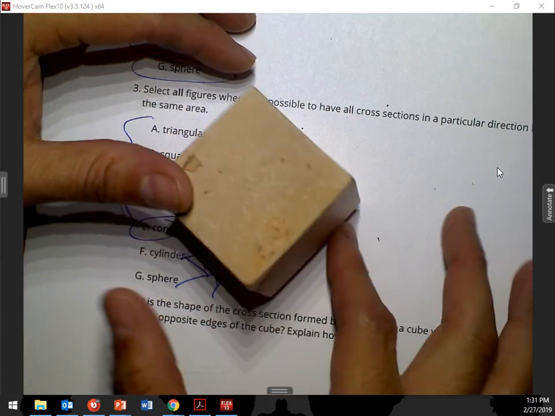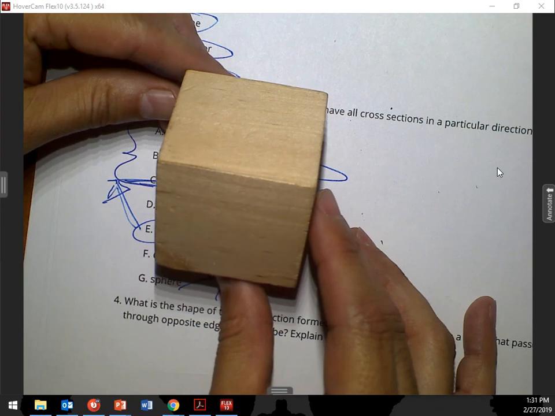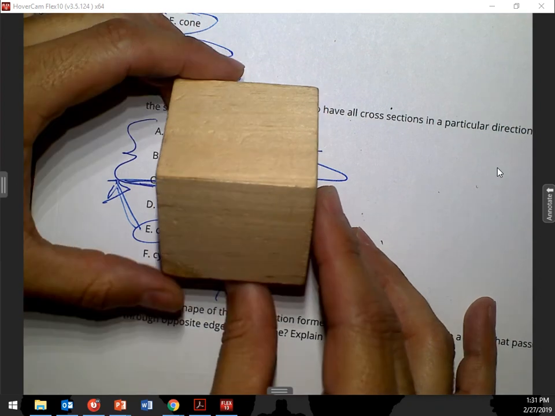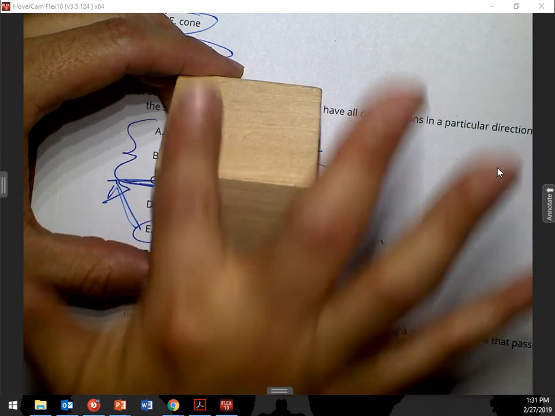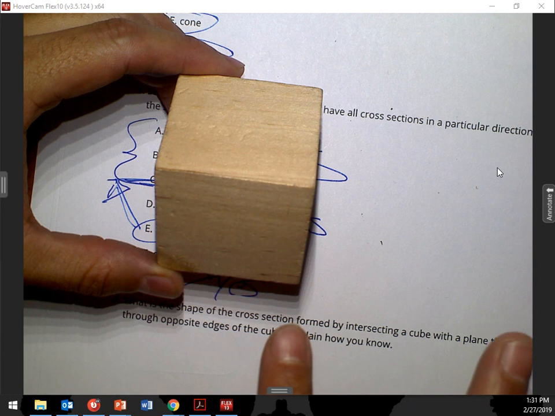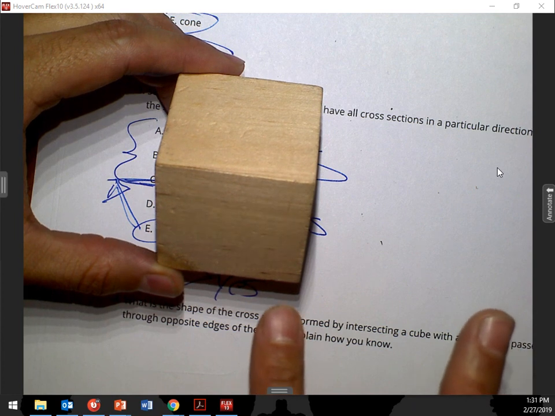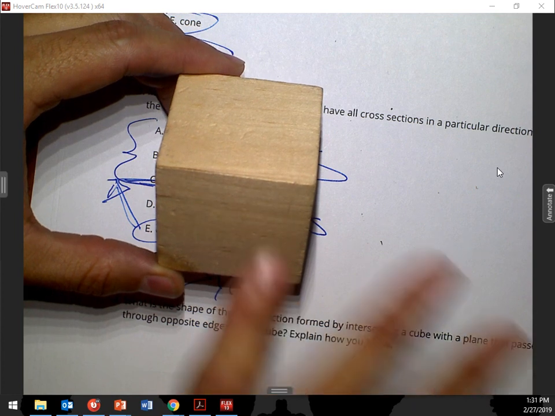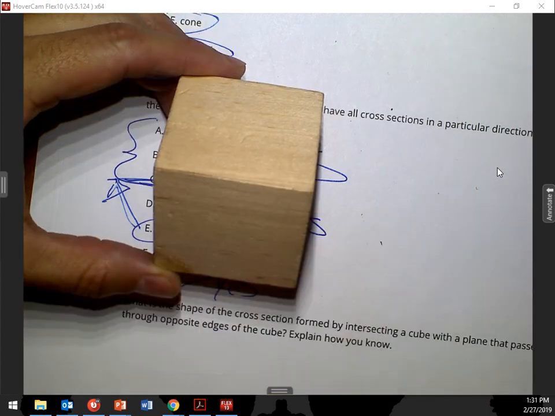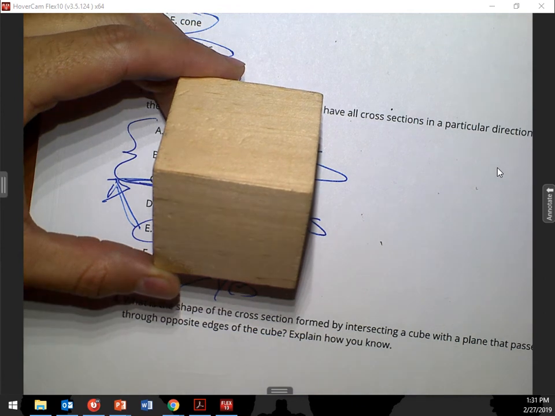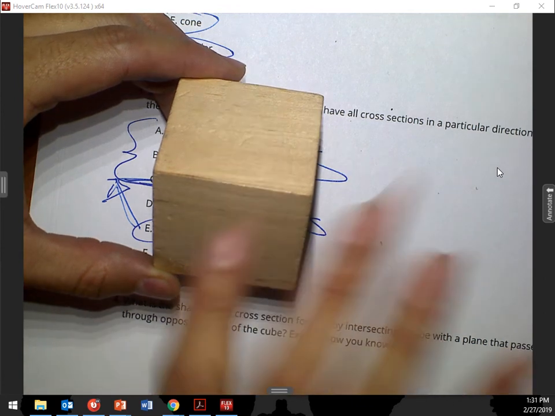So, because people are playing on their phone, and they just don't care. So, if you think about it, this right here, if I look all the way across, that's going to give me a what? No. Look straight. Look at it flat. Square. That would be a square or a rectangle, right?